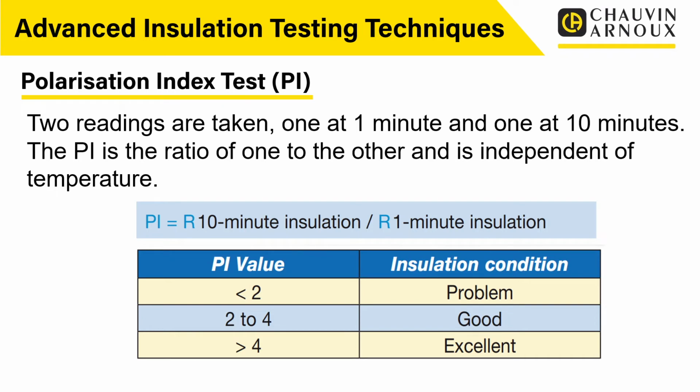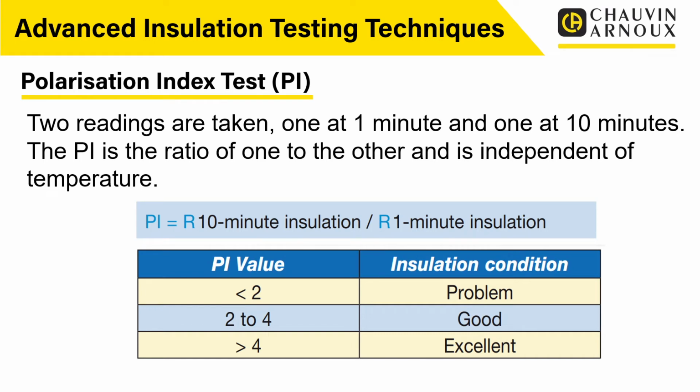So again, this is a ratio. We divide the 10-minute reading by the 1 minute reading, and that will give us a value. If we get a value of less than 2, that suggests a problem with the insulation. Anywhere between 2 and 4, we would say is probably good insulation, and anything over 4 we're saying is excellent insulation. Now again, with any of these values, it is a rough rule of thumb. It depends on the insulation, the type of equipment you're measuring, the test voltage, all sorts of things. But these do give you a good indication of what's going on.